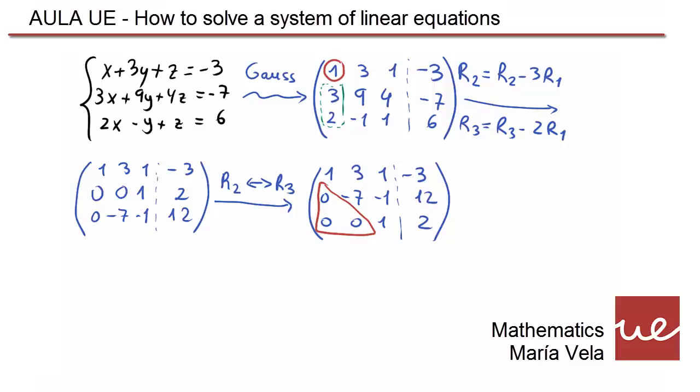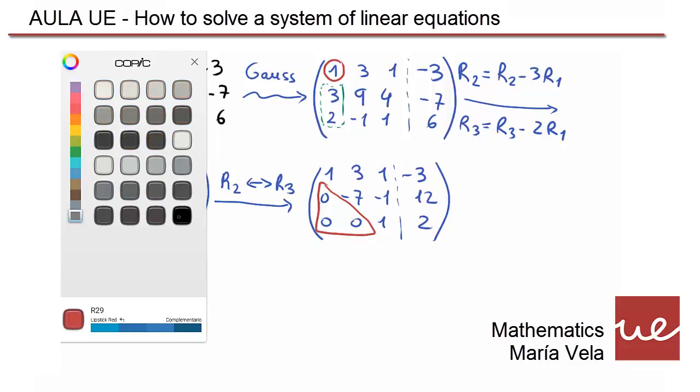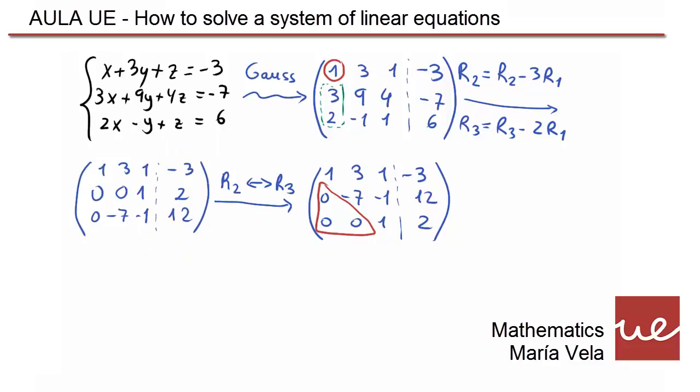At this moment we have two possibilities. We can keep on working doing Gauss to find out a solution, or just replace once again the matrix by the corresponding equations. If we do so, we have x plus 3y plus z equals minus 3 for the first equation, minus 7y minus z equals 12 for the second equation, and then z equals 2 for the last equation.